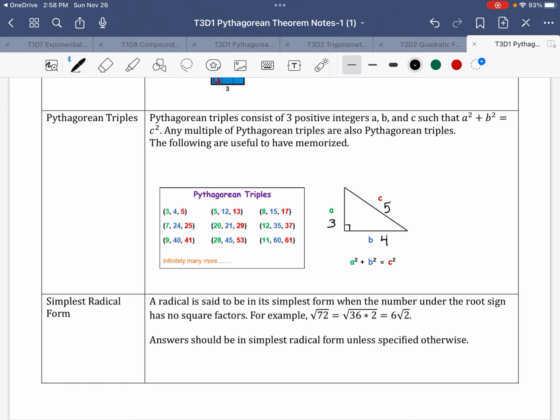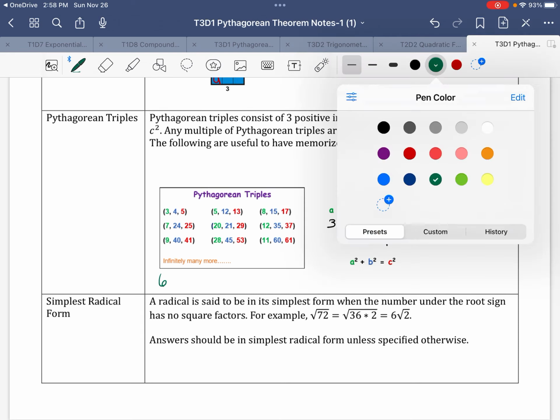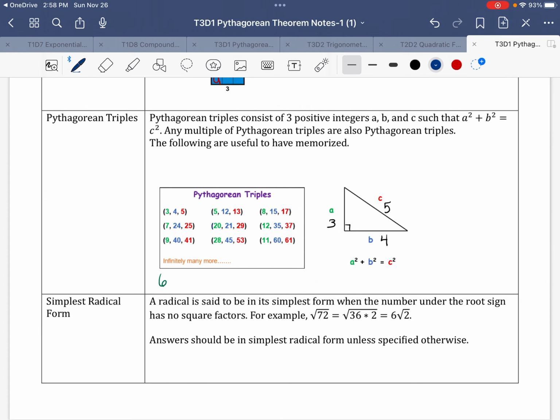What's really cool is any multiple of a Pythagorean triplet is also a Pythagorean triplet itself, which means if we had 3 times 2 is 6, and then 4 times 2 is 8, and 5 times 2 is 10, that 6, 8, 10 is also a Pythagorean triplet.